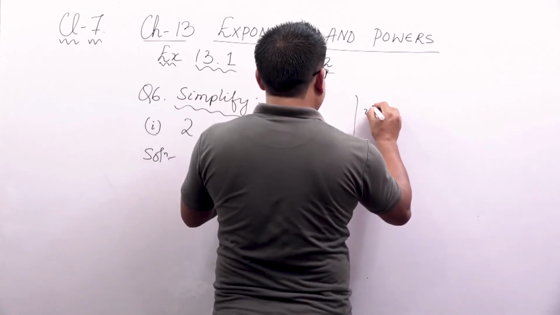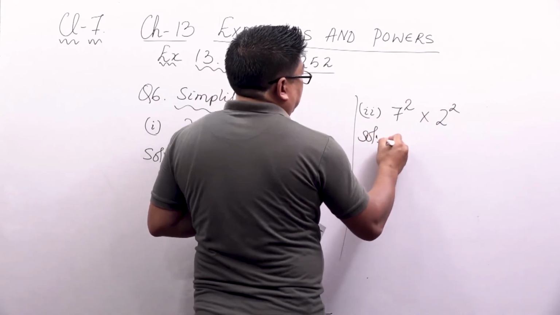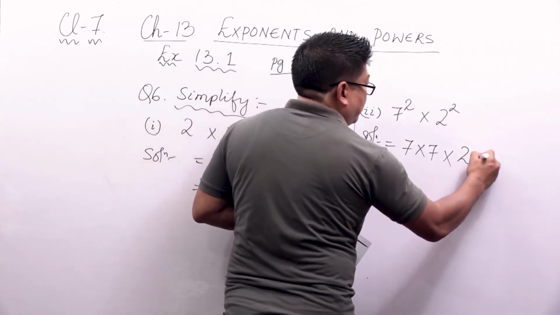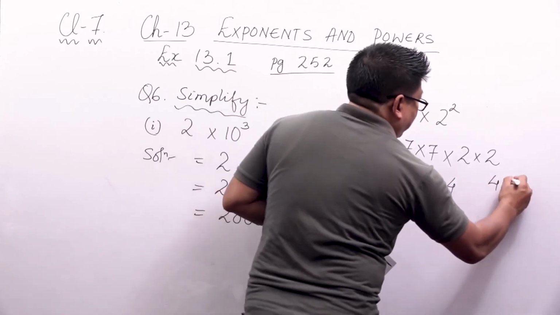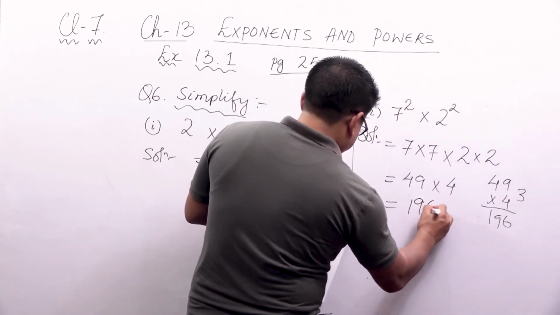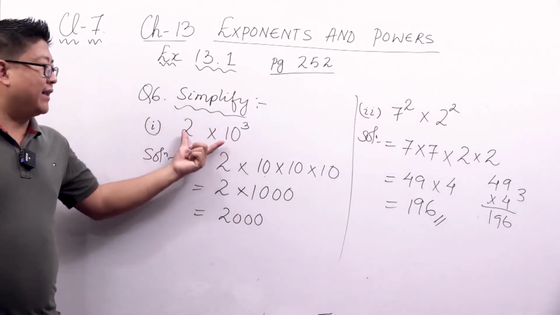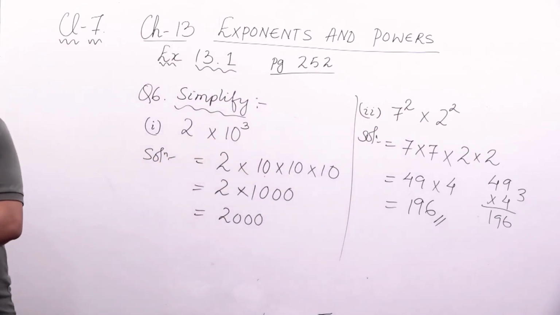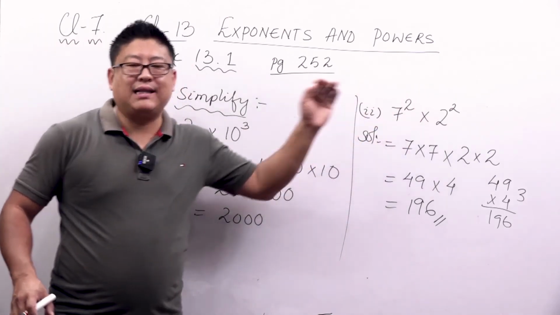Let's look at another example. 7 to the power 2 into 2 to the power 2. So 7 to the power 2 is 7 into 7, and 2 to the power 2 is 2 into 2. So 49 into 4. When you multiply 49 into 4, we get 196. So this is the simplified form of the factors given here. All right. So when the question says simplify, you simply have to multiply all the numbers given.